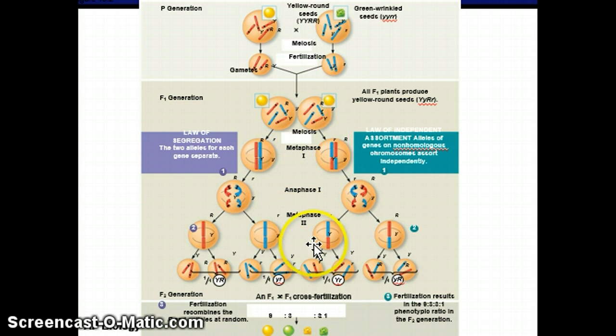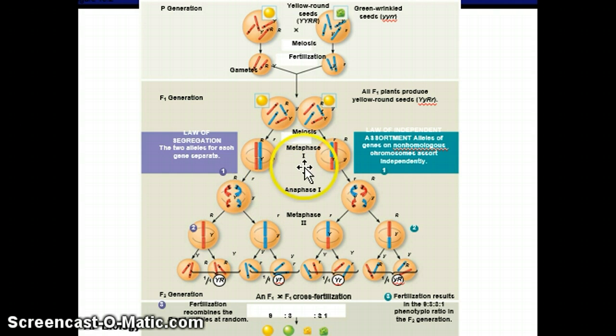And then here we have, again, meiosis occurring. And during meiosis, what this one is showing, we have the occurrence of the law of segregation, where the two alleles from each set of genes separate. So basically what we're having here is the breaking up of the homologous set of chromosomes right here. And we have one set going one direction, one set going the other.